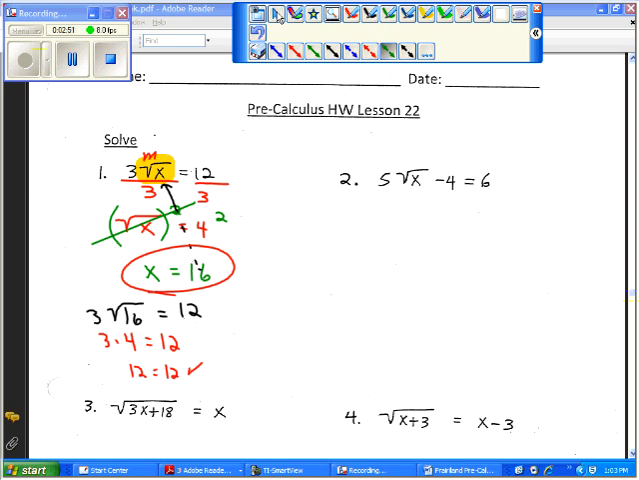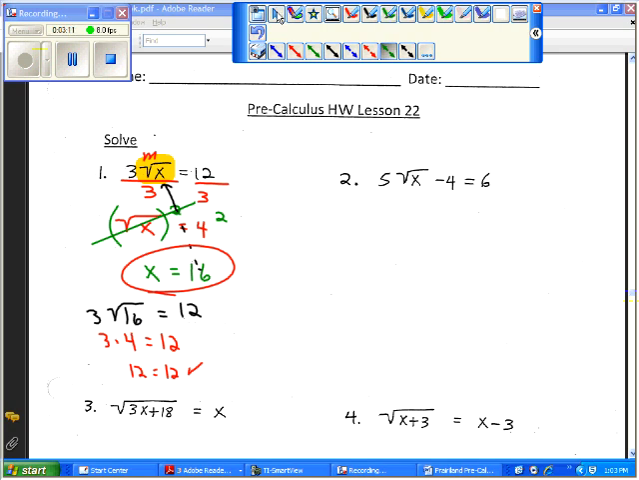So we isolate it, square both sides, solve, plug back in to check that the answer really does work for the problem. Okay? And these are getting more and more complex as we go. We'll see. Any questions on number 1?